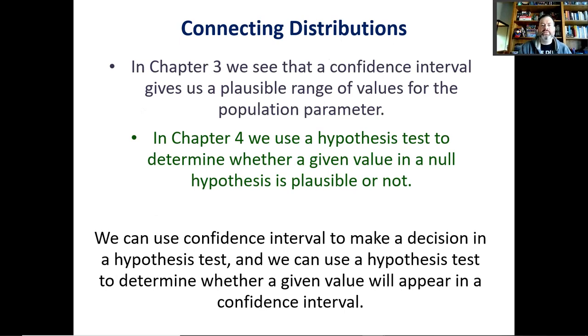In Chapter 3, we see that a confidence interval gives us a plausible range of values for the population parameter. In Chapter 4, we use a hypothesis test to determine whether a given value in a null hypothesis is plausible or not. We can use a confidence interval to make a decision in a hypothesis test, and we can use a hypothesis test to determine whether a given value will appear in a confidence interval. So we're just going to look at what the difference is between the two and when you would use one compared to another.